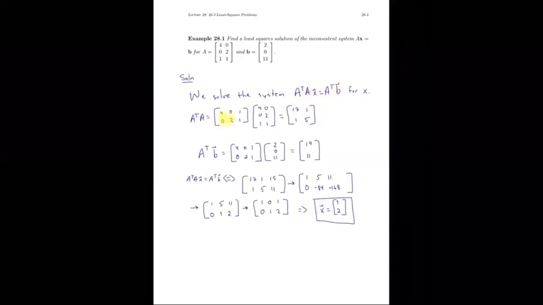So A transpose is this matrix. A transpose A is this product here, and note that it's a 2 by 3 times a 3 by 2, so our result is a 2 by 2. A transpose B is this matrix again, times the column B, and this is a 2 by 3 times a 3 by 1, so we get a 2 by 1 here. Now this is our A transpose A matrix. This is our A transpose B right-hand side.